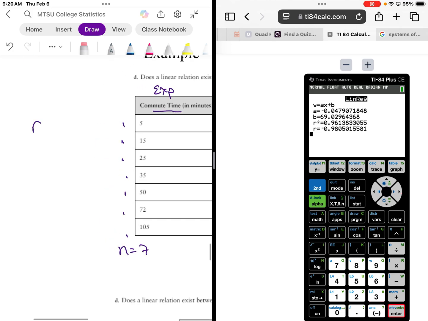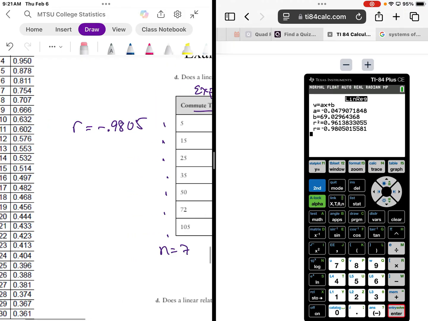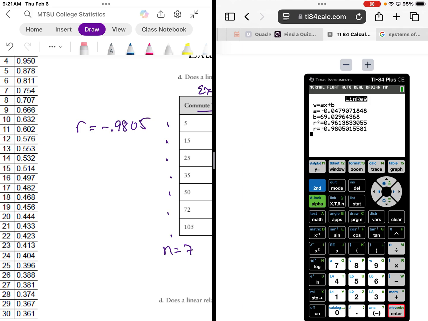Our R value is that bottom number, negative 0.9805. Four digits, rounding to the 4th digit is what this whole chapter is based off. As I looked at notes, I just kept referring, going back. Four decimal places, round to the 4th. So now there's my R value. We'll talk about the A and B and the R squared later.